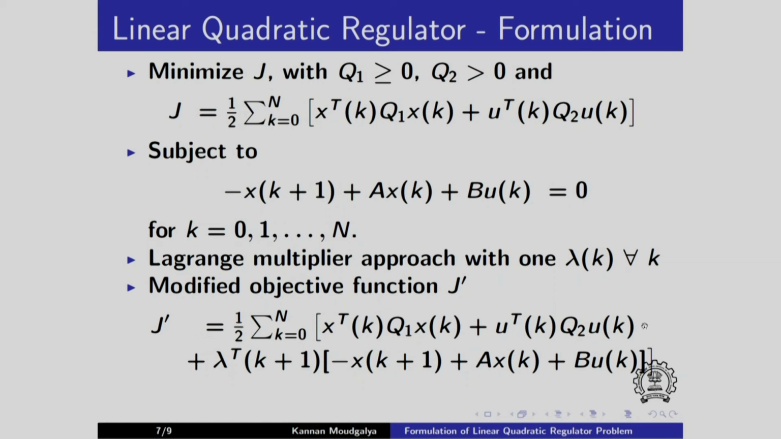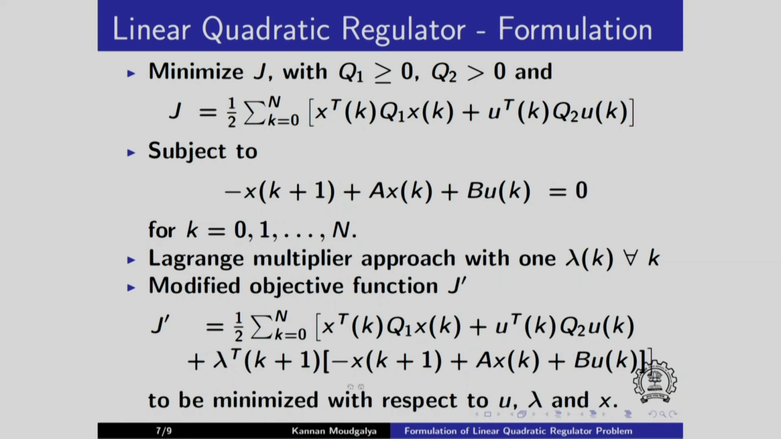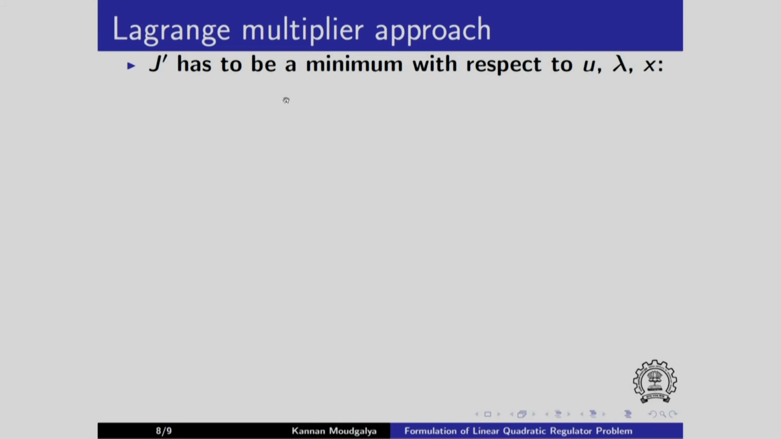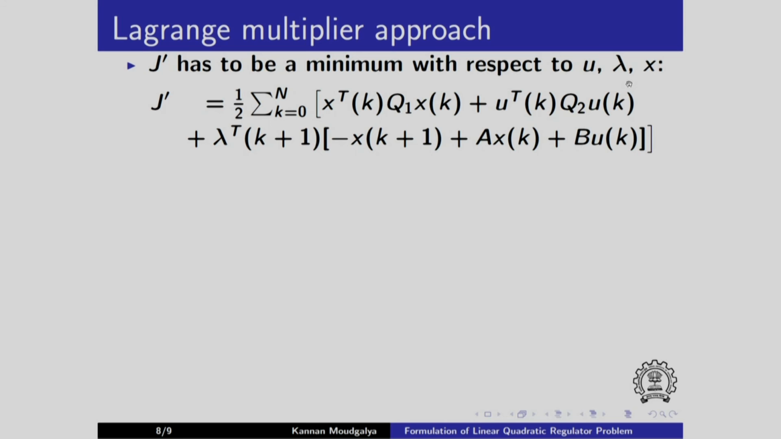Basically, we have taken this original index, and to that we have added the Lagrange multiplier times this left hand side. We have to minimize this with respect to u, lambda and x. We do this in the next slide. J prime has to be a minimum with respect to u, lambda and x. Here is J prime. Let us differentiate.